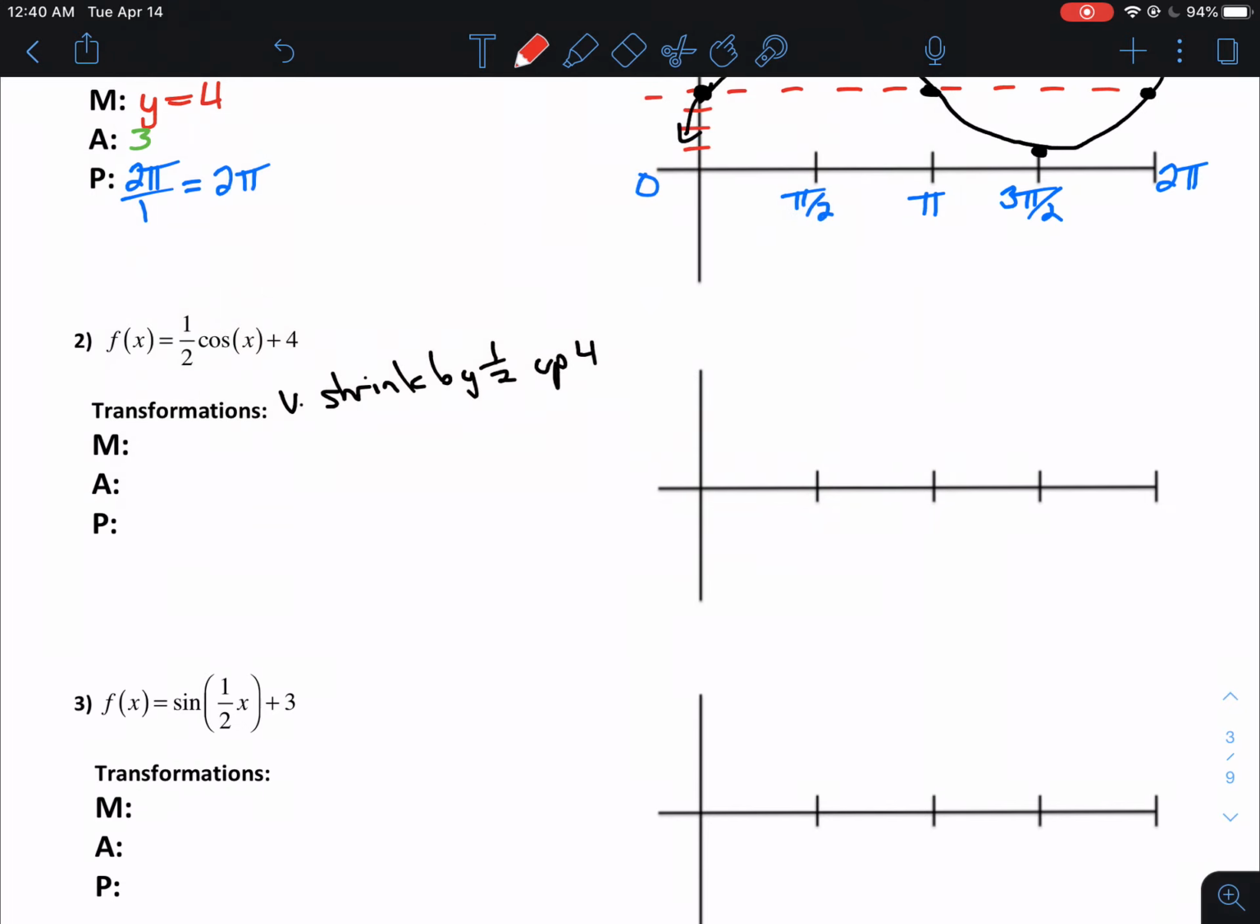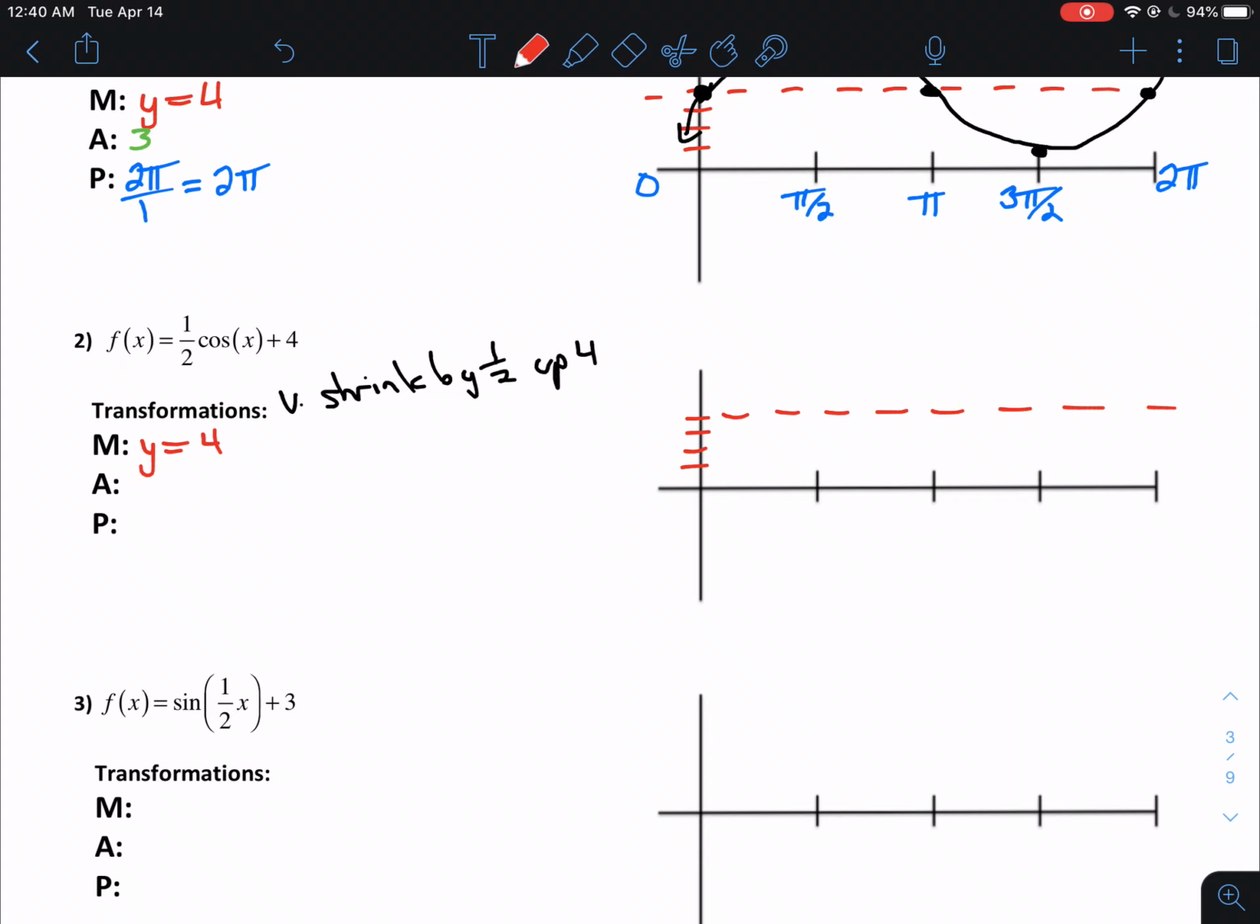So again, going through and filling out this MAP: your midline, amplitude, period. Midline is your vertical translation. So y equals 4 once again, same as last time actually. And if you wanted to go ahead and draw that in, that would be an easy thing to add to your graph right now.